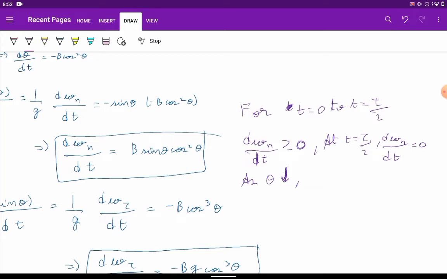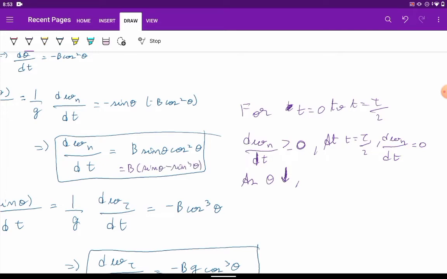So imagine theta is decreasing, right? Theta is dropping. So another way to write sin theta into cos square theta is to write cos square theta as 1 minus sin square theta. So this becomes b into sin theta minus sin cube theta.